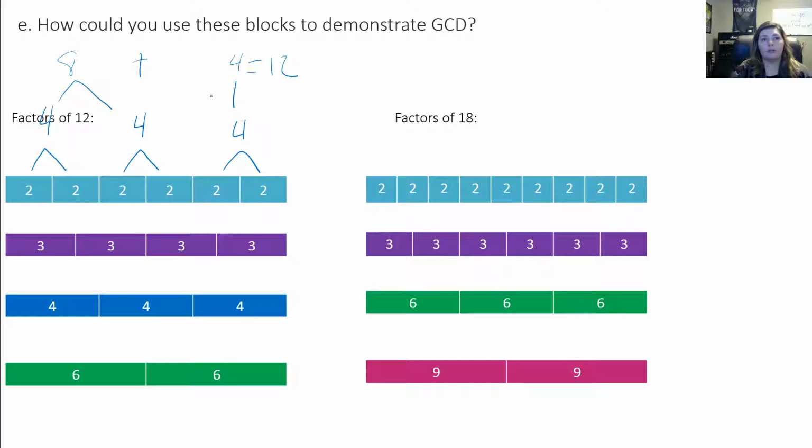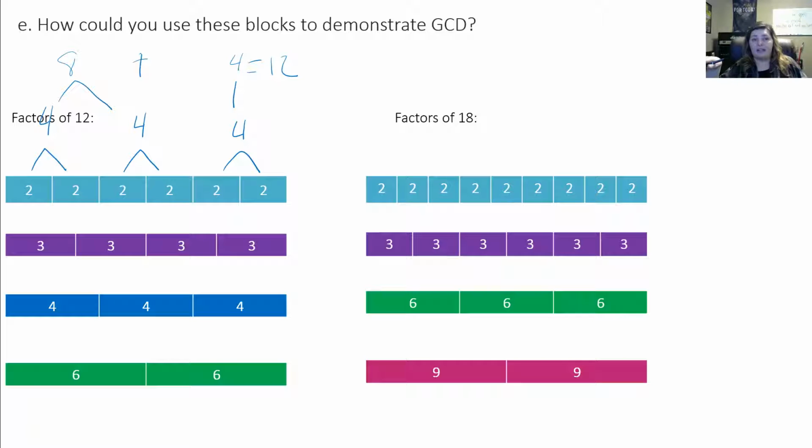I'm not going to, because I think that we kind of get the gist, but of 18. So our 2's here, our 3's: 1, 2, 3, 4, 5, 6. 3 6's, and 2 9's.